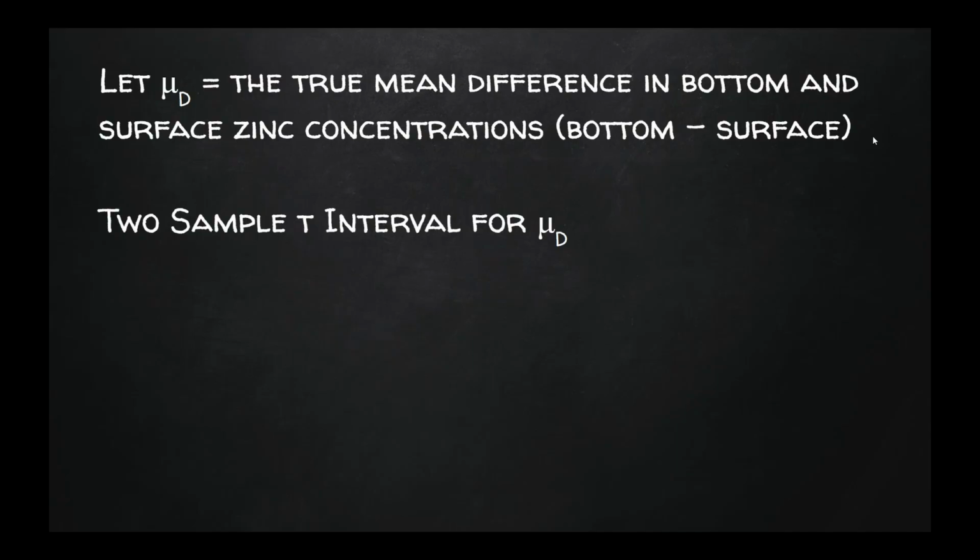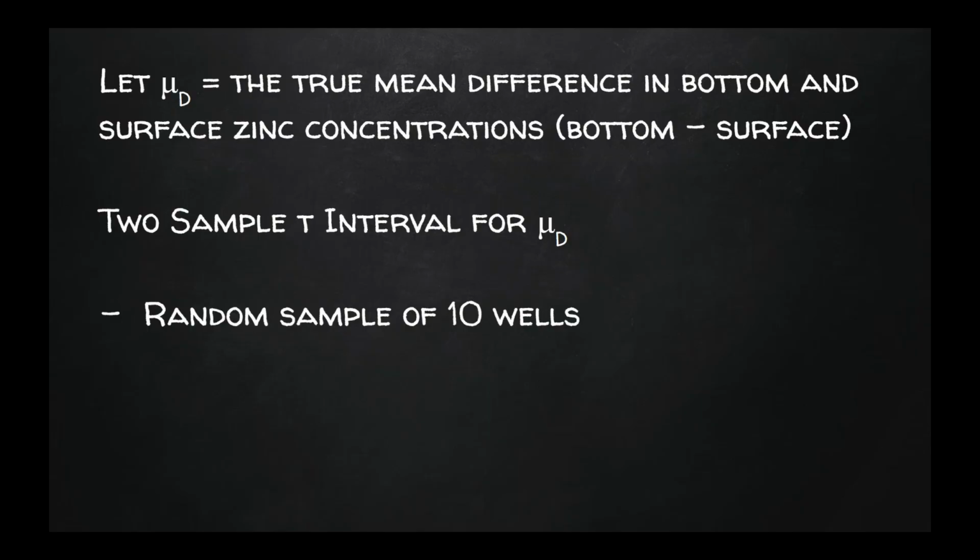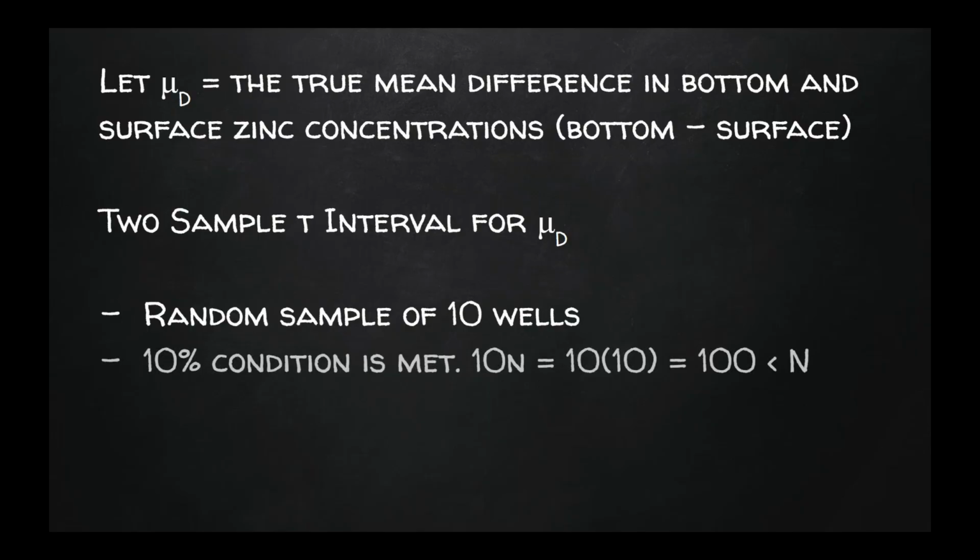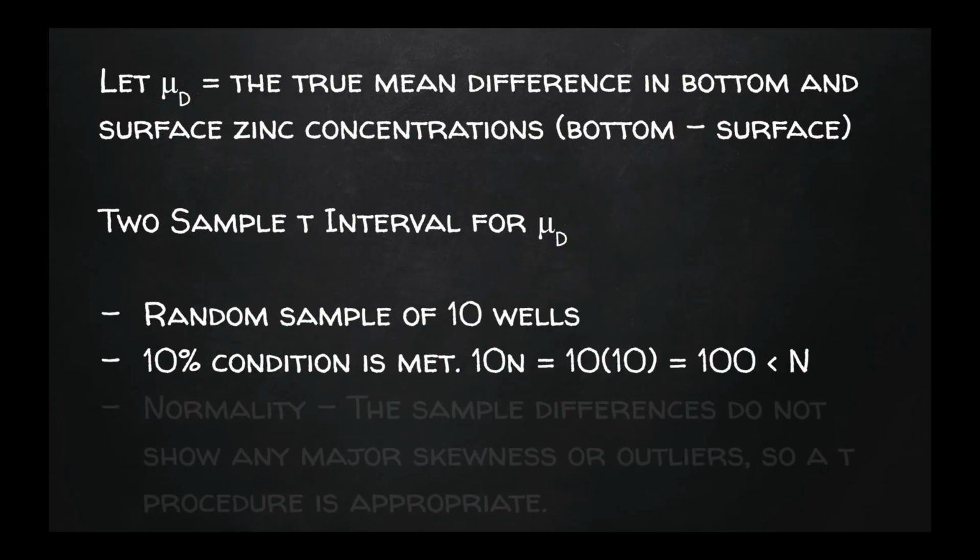This is a two sample t interval for mu sub d. We have a random sample of 10 wells. The 10% condition is met since we're going to assume there are more than 100 wells in the area.